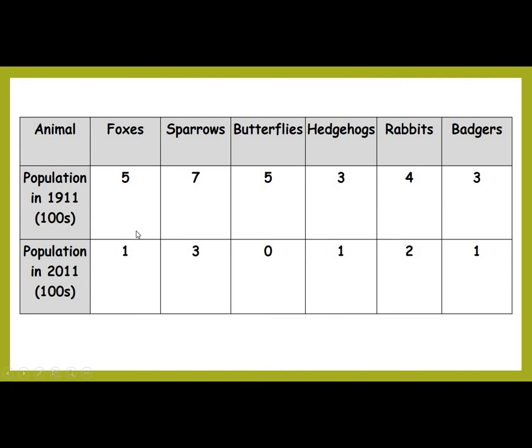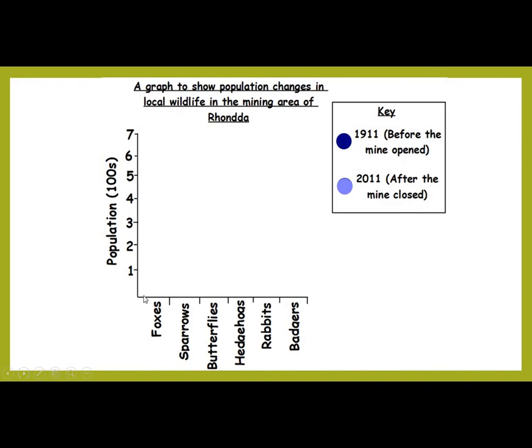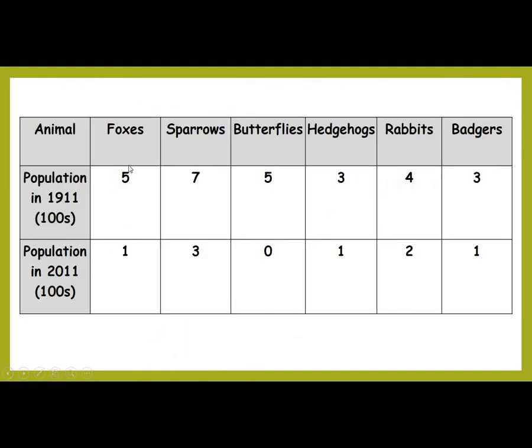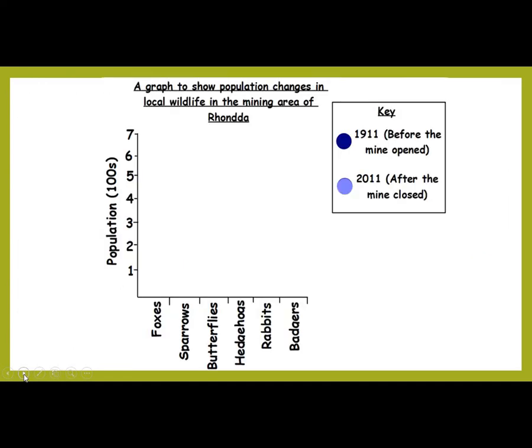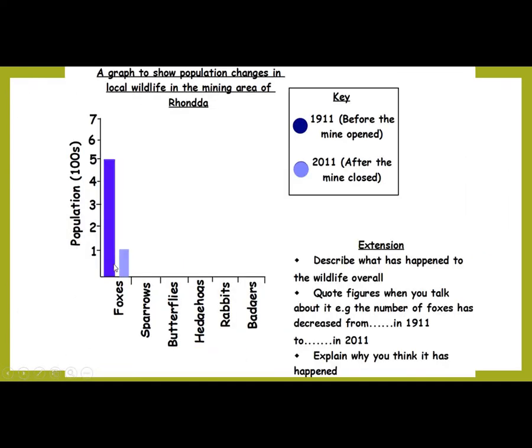So for foxes, for example, 500 foxes living in the Rhondda Valley in 1911, 100 foxes left living there by 2011. So the way that we would draw our bars, there is our space for foxes. We would draw in that space a bar that's 5 high for pre-mine opening and a bar that's only 1 high for after the mine opened. And this is what that would look like.